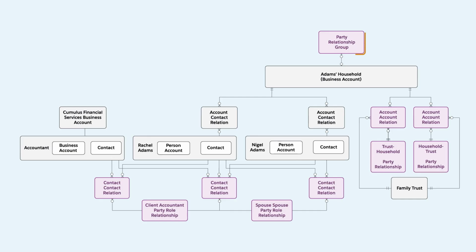Financial Services Cloud uses Party Relationship Group, Account, Contact, Account-Contact Relation, Account-Account Relation, Contact-Contact Relation, and other relevant standard objects to represent a household and its members and the relationships between them. As you can see here, Rachel Adams and Nigel Adams are represented as person accounts. Adams's household is represented as a business account, and the associated household details are recorded using the Party Relationship Group object. An account-contact relation is used to define the roles of Rachel Adams and Nigel Adams in Adams's household.